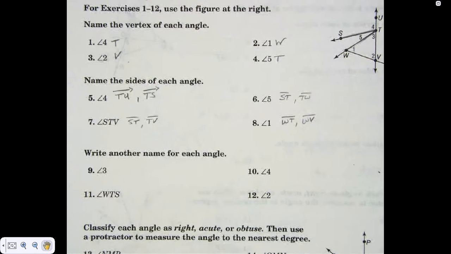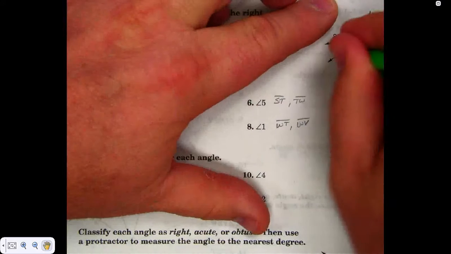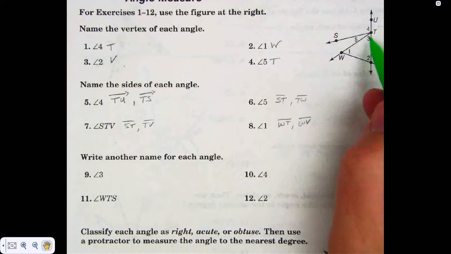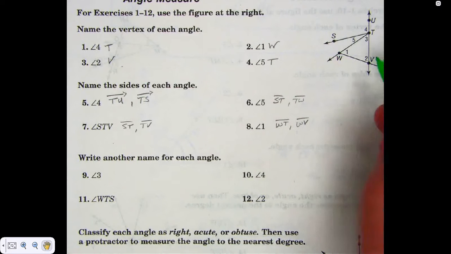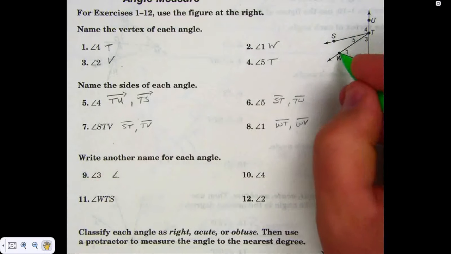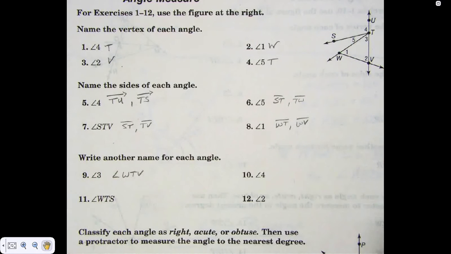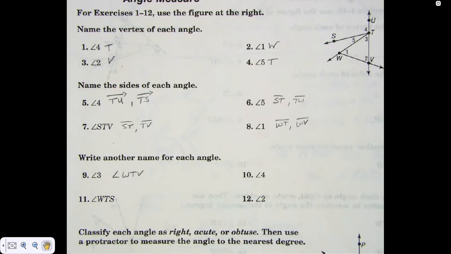All right, another name for each angle then. Angle 3. What's another name for angle 3? Why can you not say angle T? Because there are other angles drawn there, correct? That would be confusing. So, that would be angle WTV, would it not? Or you could say angle what? VTW?